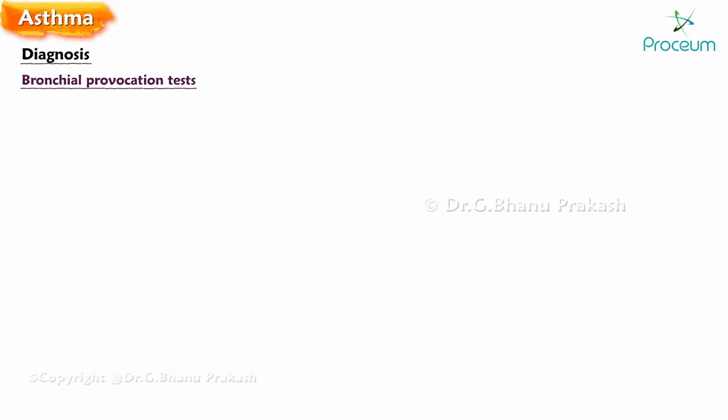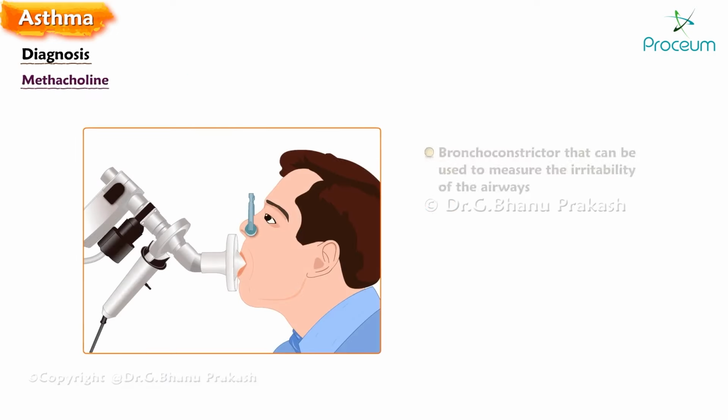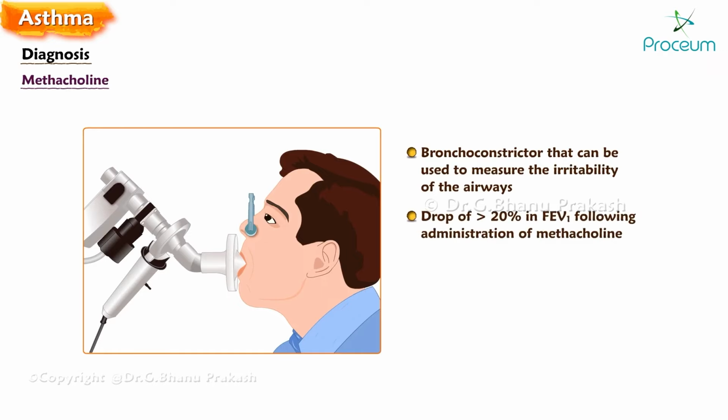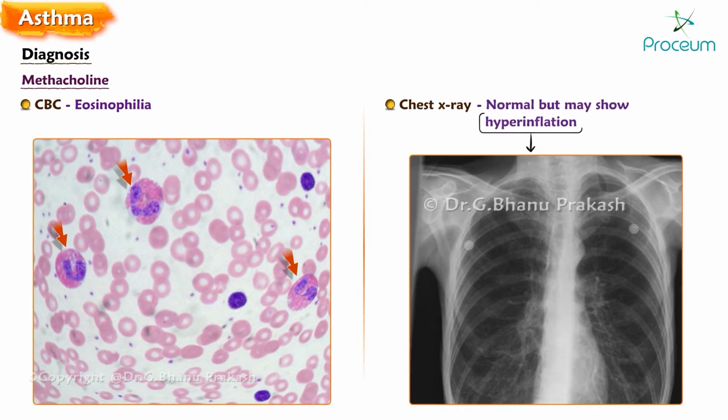Bronchial provocation test. FEV1 reduction of more than 20% with methacholine challenge test or histamine. FEV1 reduction of more than 15% with exercise, hyperventilation, or inhaled mannitol. Methacholine is a bronchoconstrictor that can be used to measure the irritability of the airways. Patients with a drop of more than 20% in FEV1 following administration of methacholine are said to have reactive airways. CBC can show eosinophilia. Chest X-ray is usually normal but may show hyperinflation.